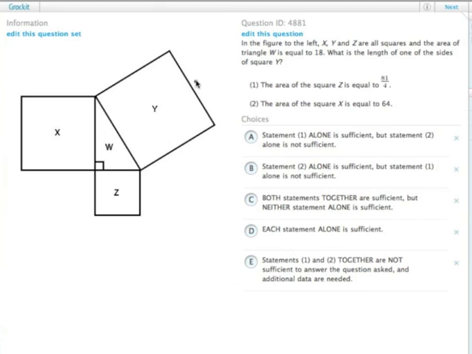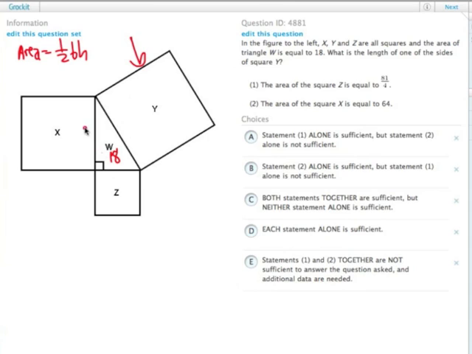So in the figure to the left, x, y, and z are all squares, and the area of this triangle in here, which I'll just put in here, is 18. Remember that the area of a triangle is equal to 1/2 the base times the height. What's the length of one of the sides of square y? So we're looking for one of these sides.